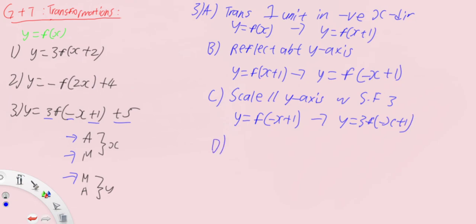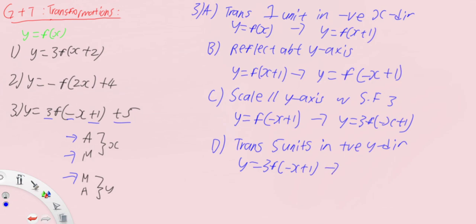Lastly, we have done the first part, now we leave the second term, which is plus 5. Again, your y value increased by 5, so it's just simply moving your graph up by 5 units. Therefore, translate 5 units in the positive y direction, and you end up with y equals 3f(-x + 1) becoming y equals 3f(-x + 1) plus 5. Alright, so that is the y equals f(x) version for our combinations.